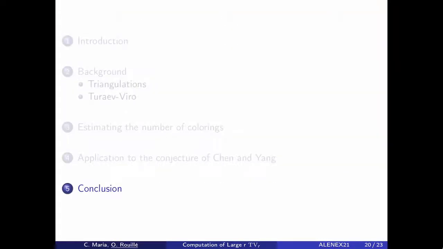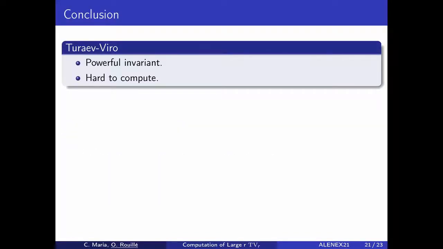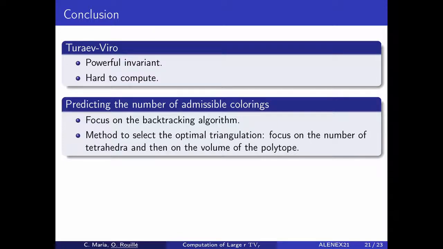And now a few concluding remarks about the presentation. We talked about the Turaev-Viro invariant, which is a powerful invariant but hard to compute. It also carries interesting information about the manifolds. Our first contribution was about predicting the number of admissible colorings in the computation of the Turaev-Viro invariant, given a triangulation and a value for r. The takeaway message here is to minimize the number of vertices and triangles in the triangulation.